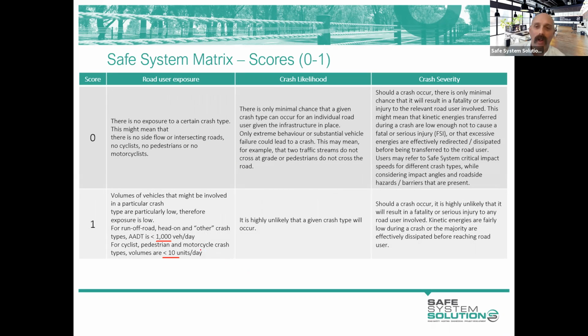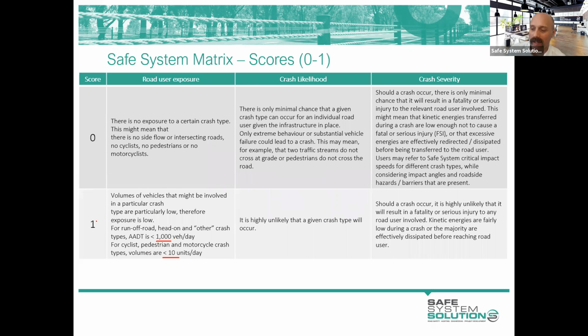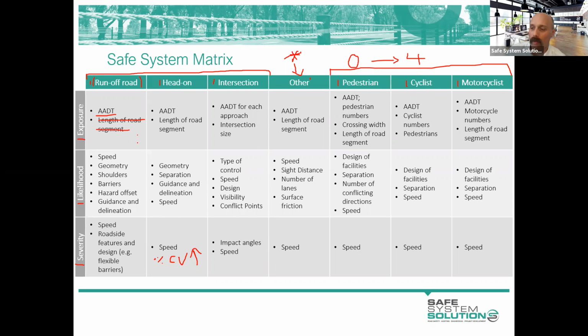So let's say we've got a road and we've got 700 vehicles a day on this road. When we get to here, we look back and we go 700, okay, that's less than 1,000, that's a 1. We come back here and we put a 1 in here. Pretty easy, pretty clear cut. In fact, exposure is a fairly easy one to do, at least if you've got traffic volumes.